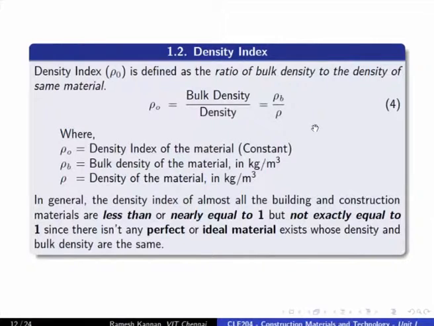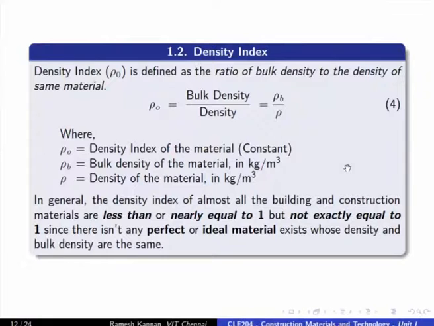Another important property is the density index. Once we study density and bulk density, and this is an inherent property, that is the amount of homogeneity a material can hold. Density index is represented by rho, subscript O. It is defined as the ratio of bulk density to the density of the same material. Mathematically, it is bulk density divided by the density, which is rho B divided by rho. And density index is a constant.